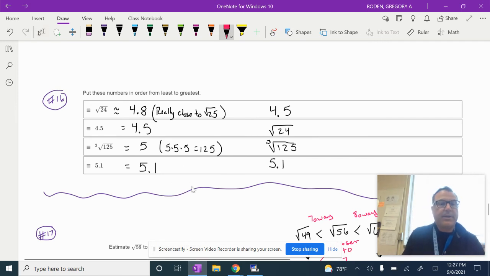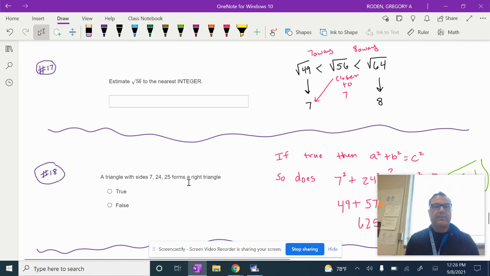So anyways, what do we got here? We got 4.5, square root of 24, which is very, very close to 5, but not quite. The cube root of 125, which is actually 5, and then 5.1, which is slightly bigger than 5. Okay? All right, next one.